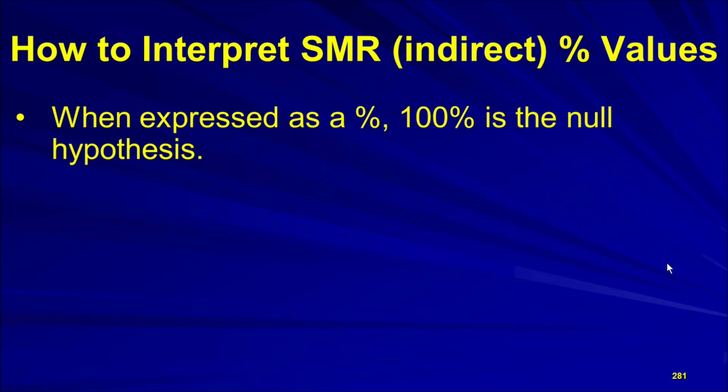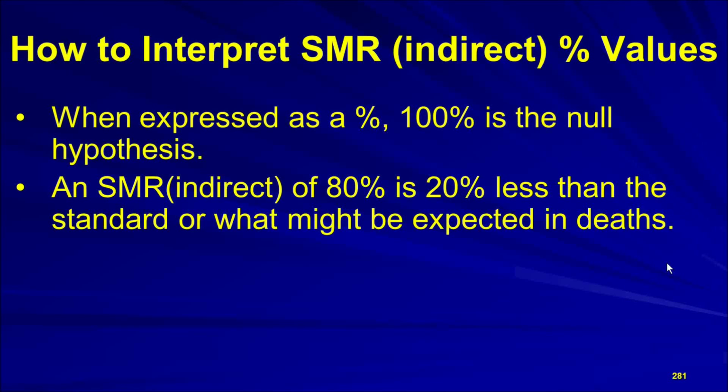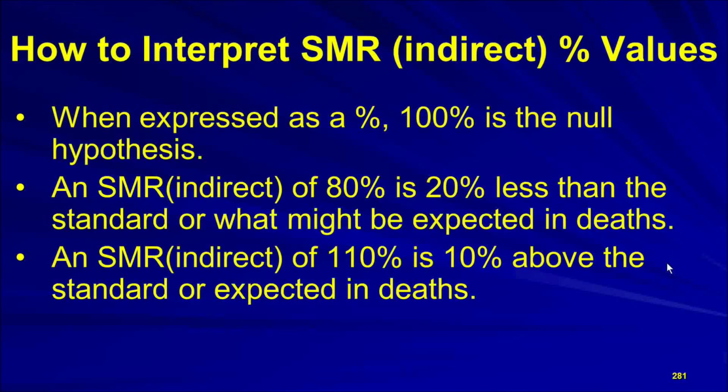Okay, how to interpret. When we get a percentage from the indirect method, 100% is a null hypothesis. This means everything is even, and I'll show you what I mean by that. In the SMR indirect of 80%, it's less than 100% by 20%, right? Less than the standard or what might be expected in deaths. Now, the next one, if you got an answer that was 110, then it is 10% above the standard or expected deaths in the subpopulation. So in the one case, we have a lot fewer people dying, and in the other case, we have a lot more people dying.